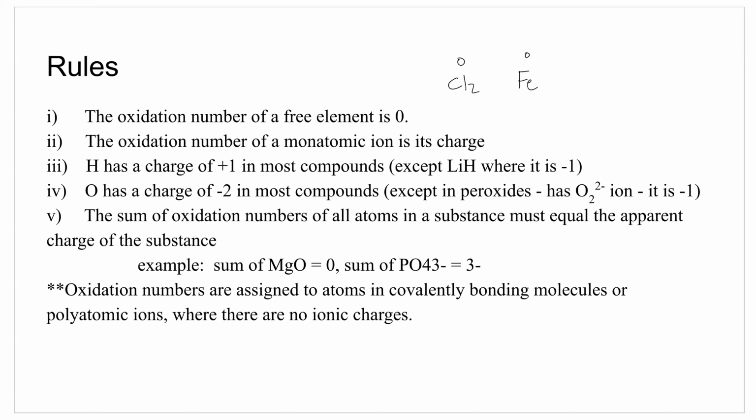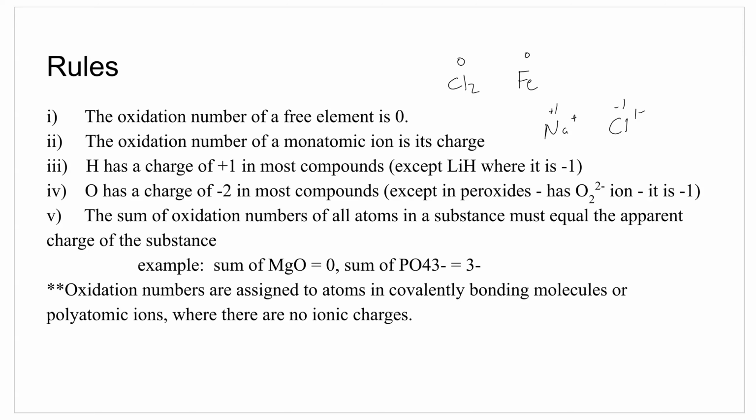Oxidation numbers for monatomic ions is the charge of the ion. A sodium ion in solution has a 1+ charge. Its oxidation number is +1. A chloride ion in solution has a charge of 1-. Its oxidation state is -1.